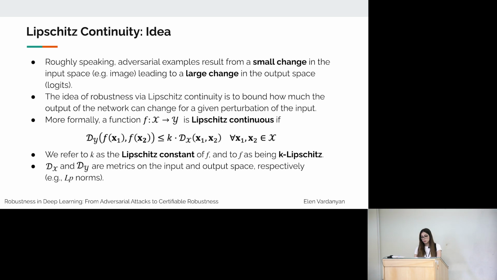And more formally, a function f is Lipschitz continuous if some distance metric on the outputs of the neural network for two inputs x1 and x2 is bounded by a constant k times the distance metric in the input space between the inputs x1 and x2. We refer to k as the Lipschitz constant and to f as being k-Lipschitz. These can be any metrics on the input and output space, such as Lp norms.